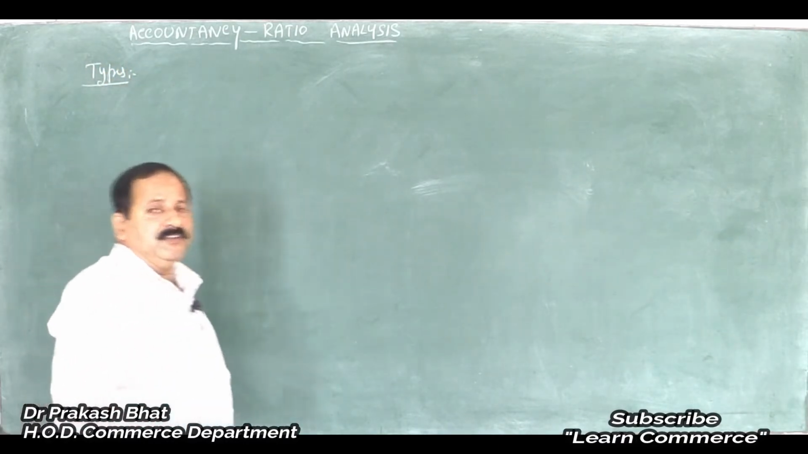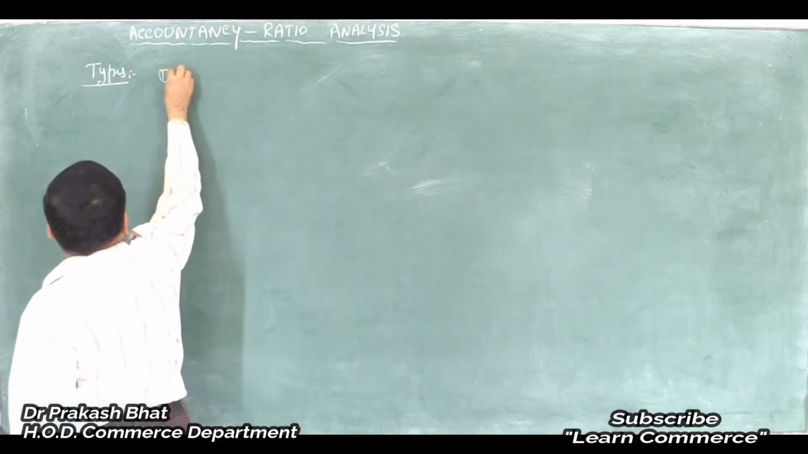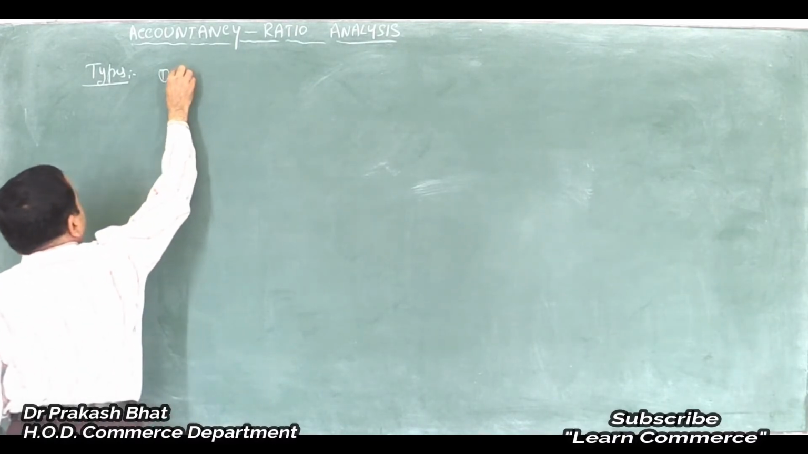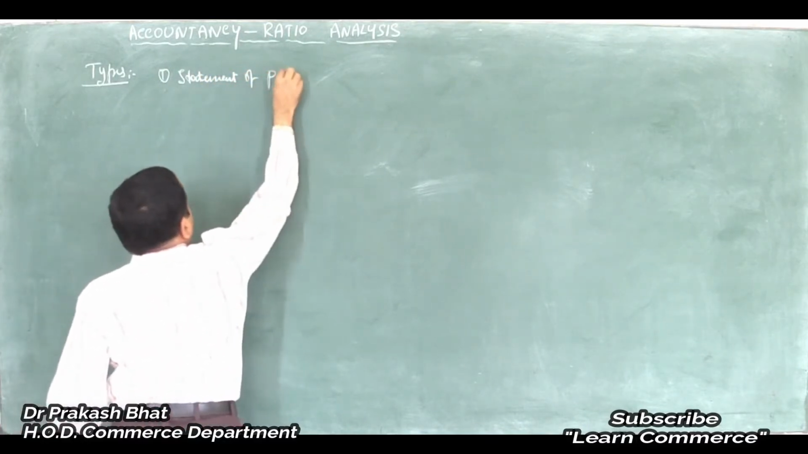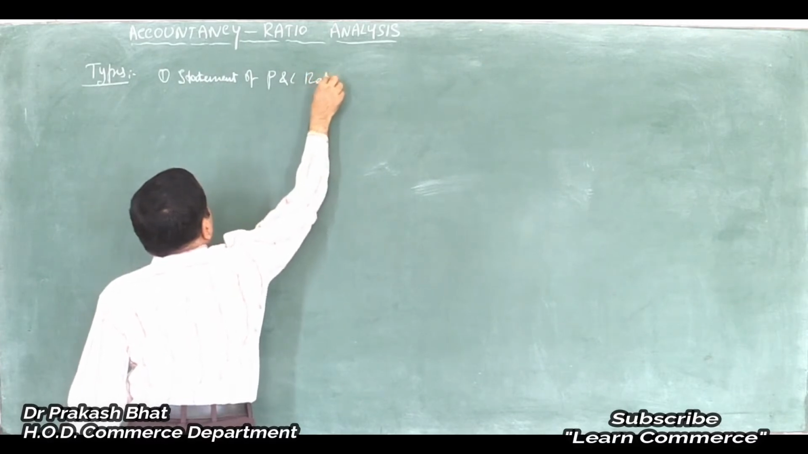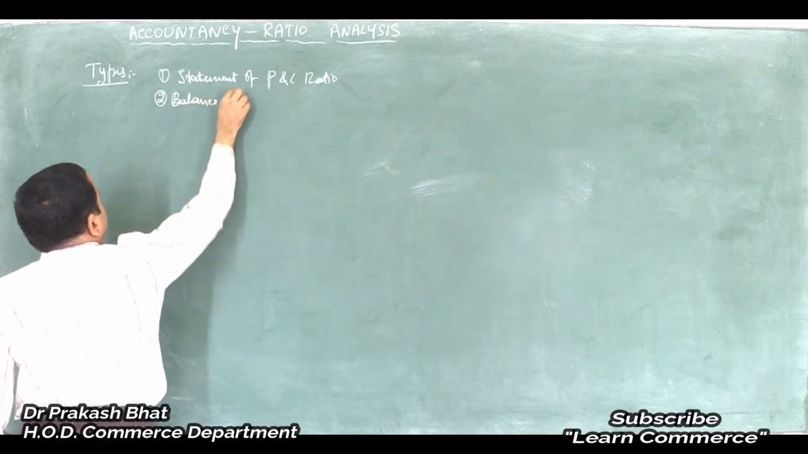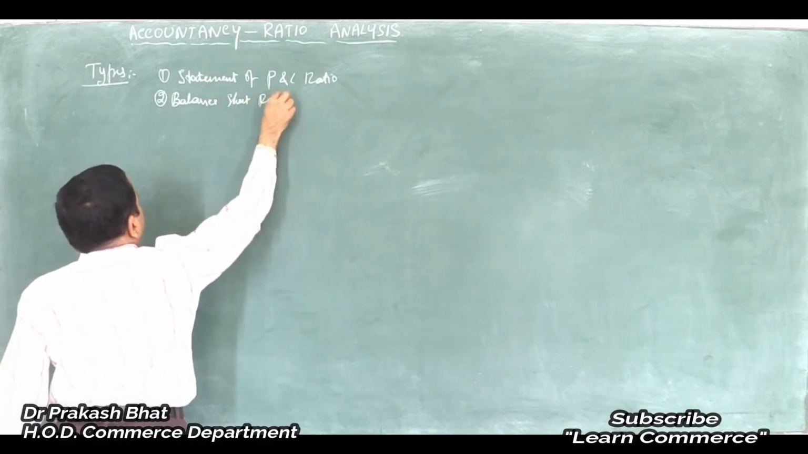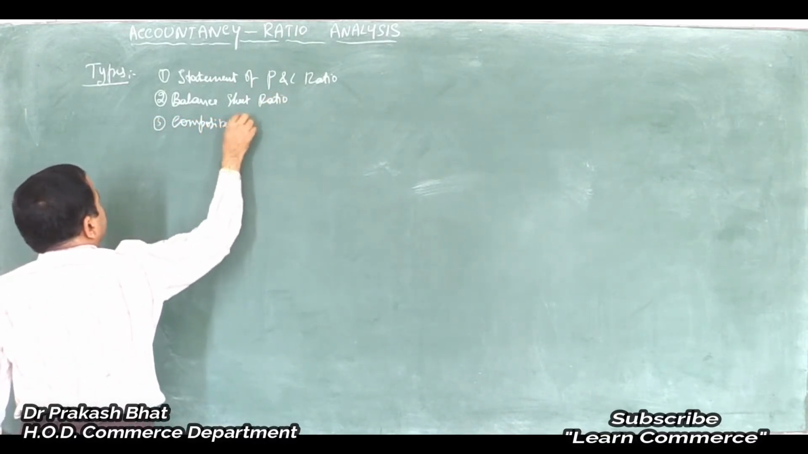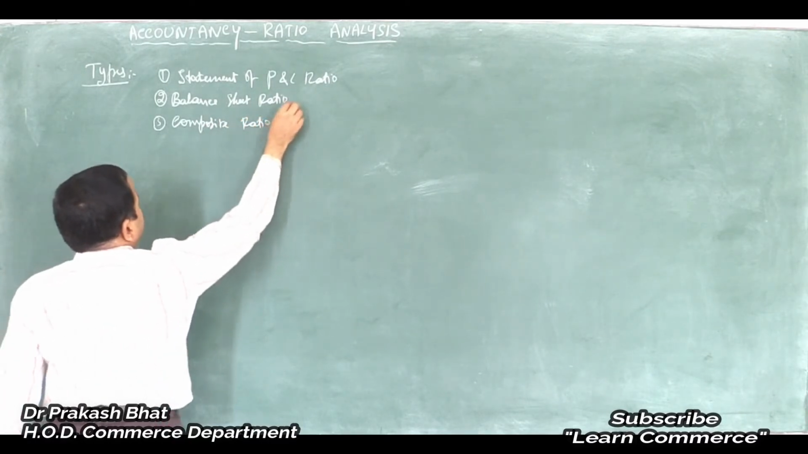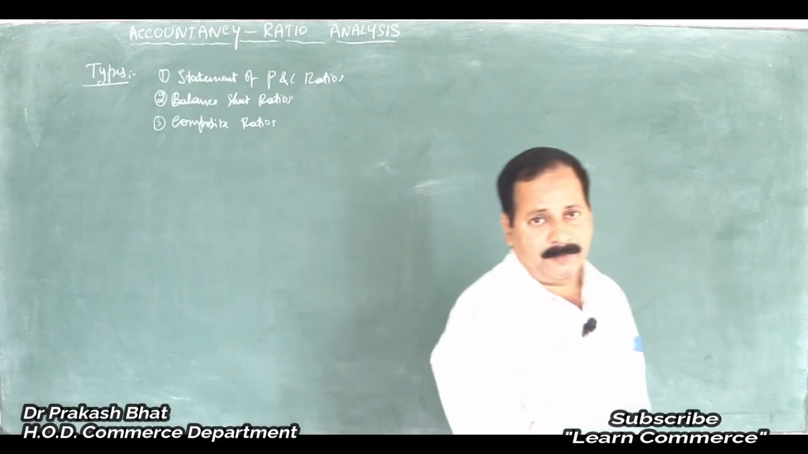Traditionally, we used to classify the ratios into three categories. That is statement of profit and loss ratio, that is, profit and loss account ratio. Here we will call it statement of profit and loss ratio, then balance sheet ratio, and the third one is composite ratios. So this is the traditional classification of ratios.